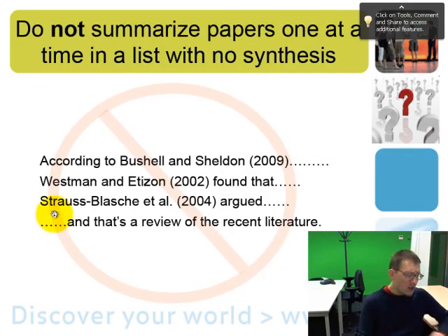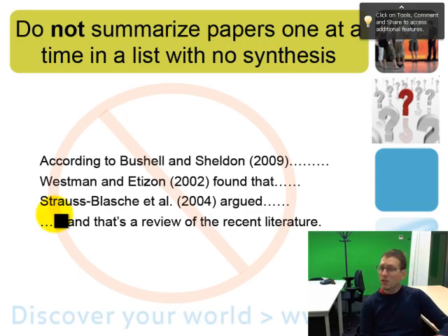The point, though, is to talk about the connections, discussions, or disagreements among articles. Do not just summarize the findings of each article in a repetitive list. This is incredibly boring to read and offers no new knowledge or insights. This is clearly the literature review of a beginner student and something you absolutely want to avoid.